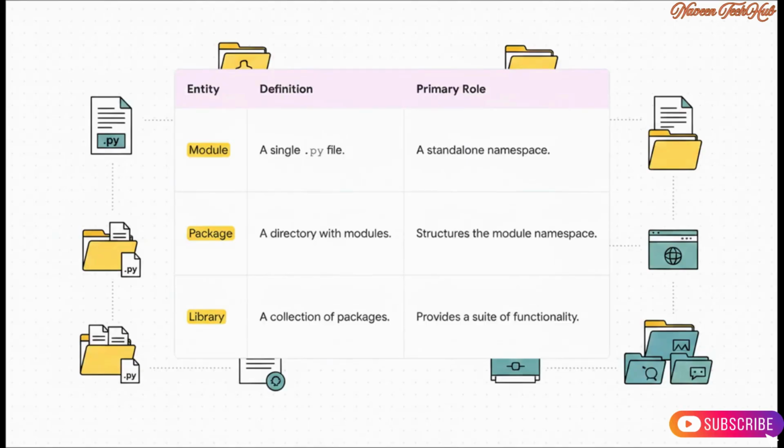Now, this is where it gets interesting, because you see how these things build on each other. A module is that single file. A package, that's just a folder for your files, a way to group them together. And a library is a whole collection of these folders and files, all designed to do a specific job. Think of a library like NumPy for data science or Django for web development. They're just huge, well-organized collections of packages and modules.